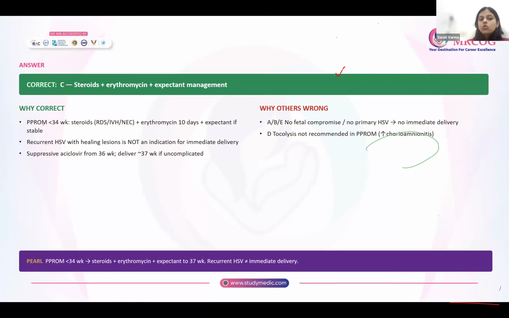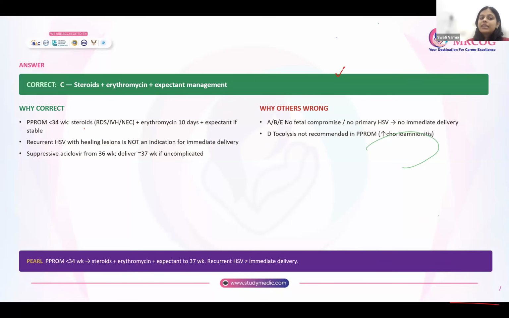According to the guideline also, for PPROM less than 34 weeks, prefer expectant management with steroids to reduce the incidence of these complications, erythromycin for 10 days, and expectant management if she is stable. If the HSV is recurrent with healing lesions, it is not an indication for immediate delivery as such. We can give suppressive acyclovir from 36 weeks and deliver at 37 weeks if uncomplicated.